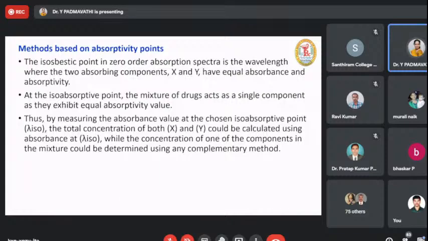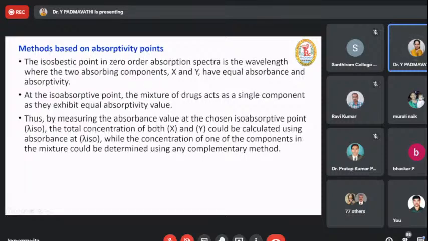So the isospecific point is nothing but the wavelength where two components of the same concentration will show the same absorbance and absorptivity. You all know absorptivity is calculated based on the absorbance and concentration of the sample. If the concentration of the sample is the same, obviously the absorptivity value is the same. So you are making use of this isospecific point. Remember, the isospecific point is the wavelength at which the two components in the mixture will show the same absorptivity value.